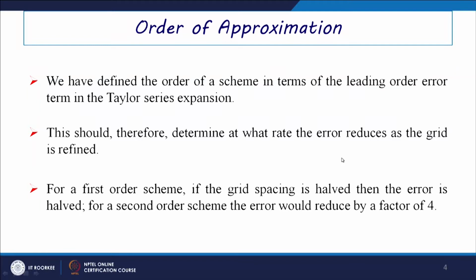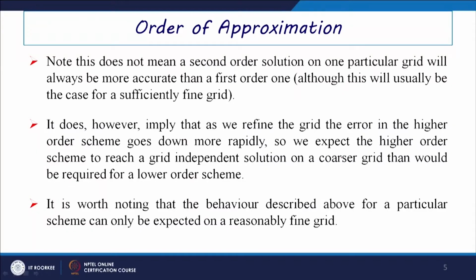Suppose for a first order scheme, if the grid spacing is halved, then the error is halved. For a second order scheme, the error reduces like order of h square, so you can consider it as h square by 4. This means the error will be reduced by a factor of 4. That is the benefit we get if we reduce the grid length, or whenever we go for higher order neglection of these remainder terms.